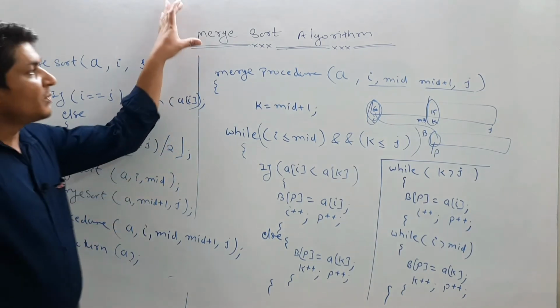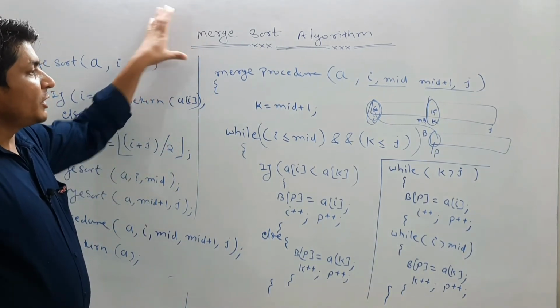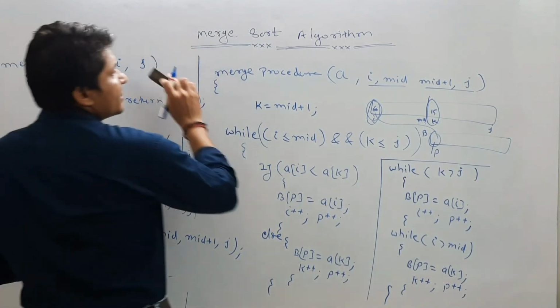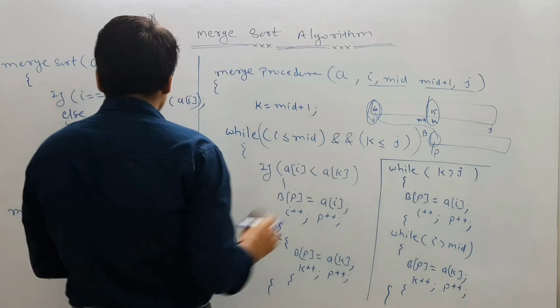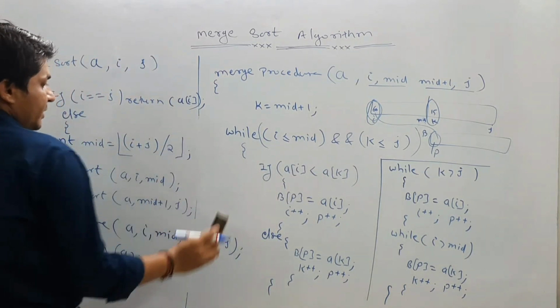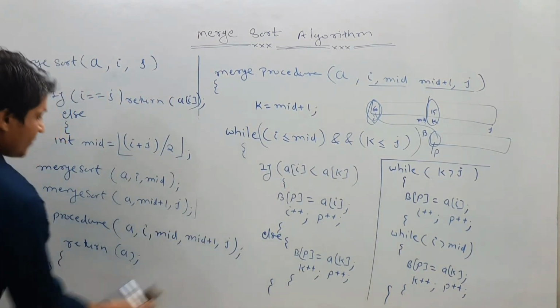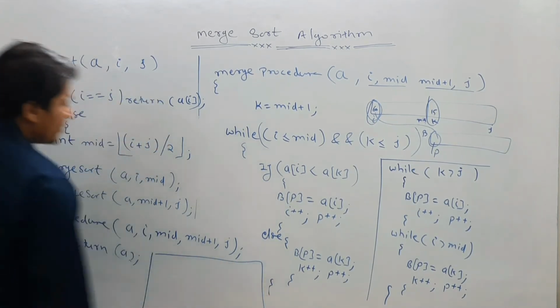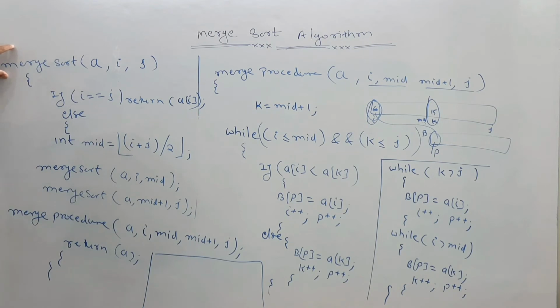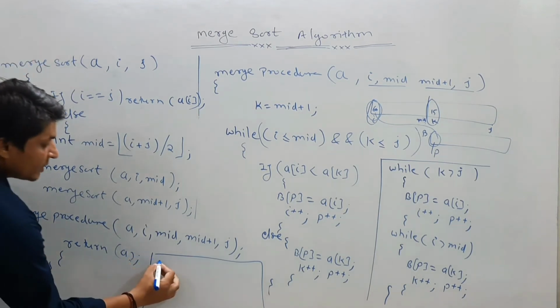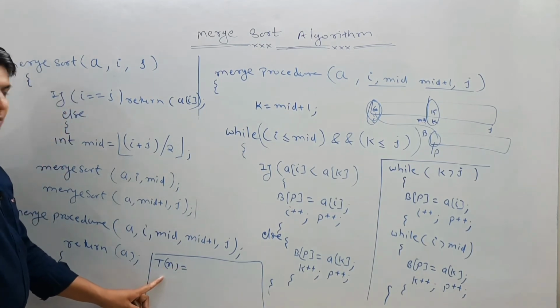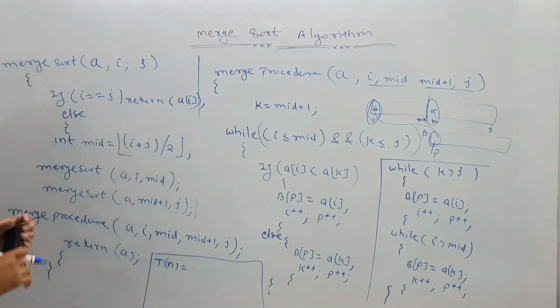Okay, so this is about the merge sort algorithm. Now let me discuss the time complexity also. Let me write the recurrence relation here. Let's suppose this merge sort takes T of n time. The time taken to sort the unsorted array is T of n. T of n is the time taken to sort n elements by merge sort.